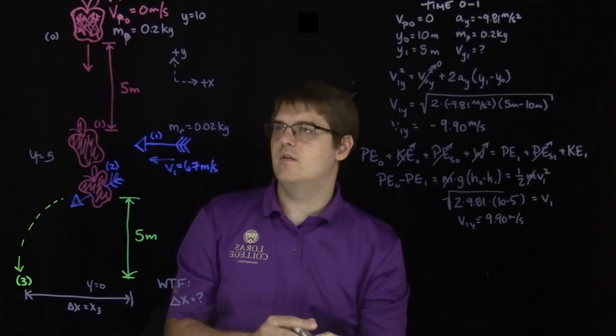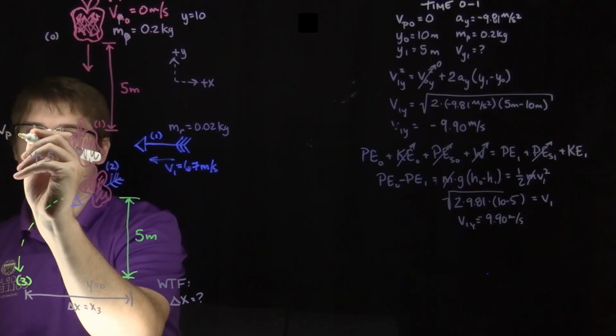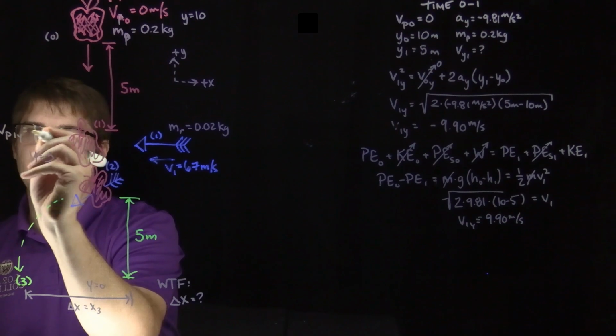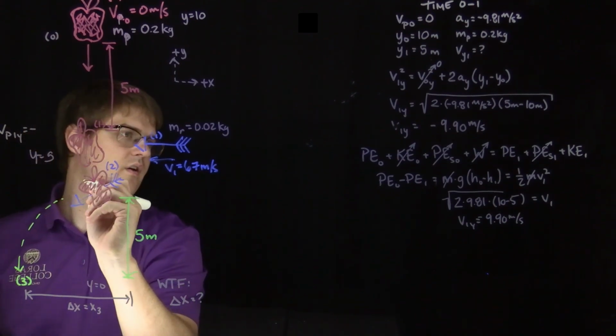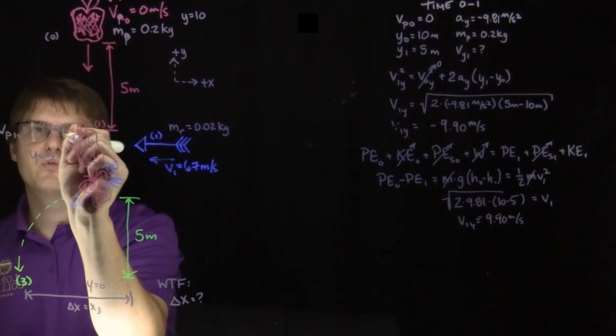But we know that the velocity of the apple at time 1 in the y is negative 9.90 meters per second.